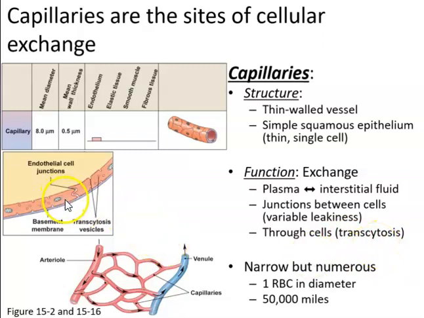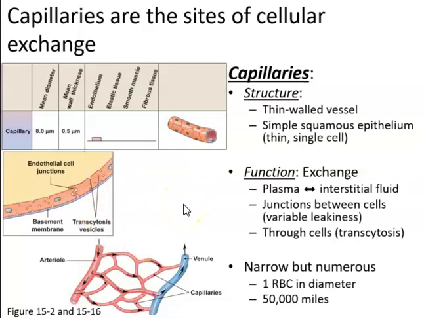So junctions or fenestrations between the endothelial cells allow for variable leakiness. And again, exchange can occur through cells, called transcytosis. And here we see vesicles going through the cells and then being released into the interstitium.